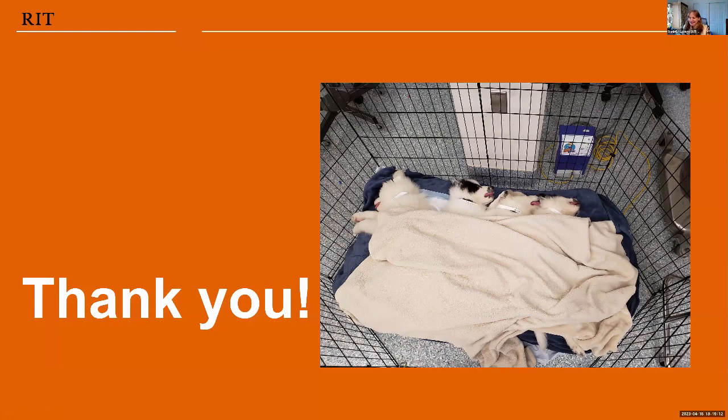And here are our lovely ladies who just got spayed and are in recovery.